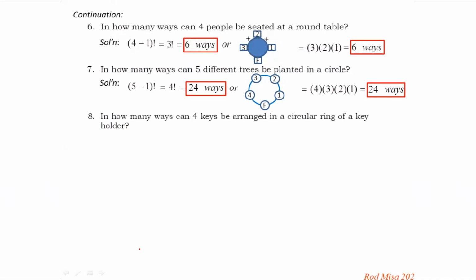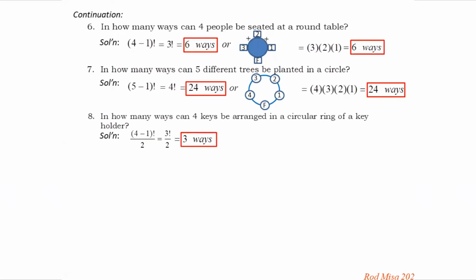can be flipped here. So solving using our theorems, we have 4 minus 1 factorial divided by 2. So 4 minus 1, that's 3. And 3 factorial divided by 2 is 3 here. So therefore, there are 3 ways of arranging the 4 keys around a circular ring of a key holder.